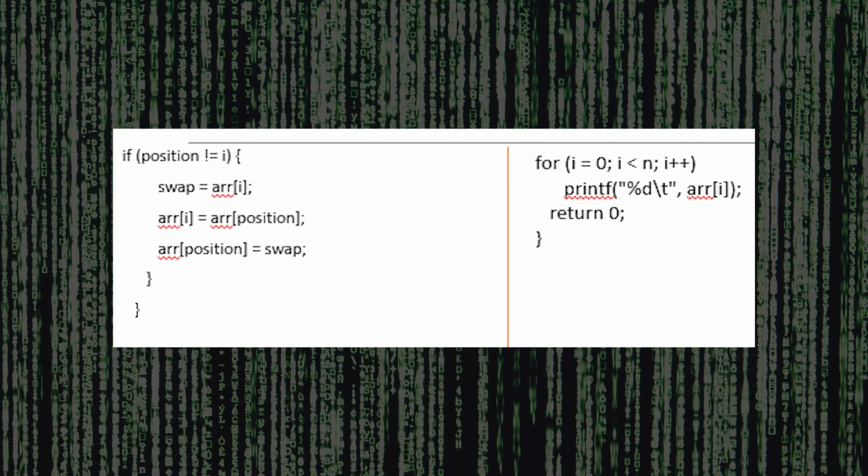For that purpose I am taking one loop that starts from 0 to n minus 1, and simply I am writing the printf method, and inside this printf method I am simply printing the arr[i] value, and at the last I am returning 0.